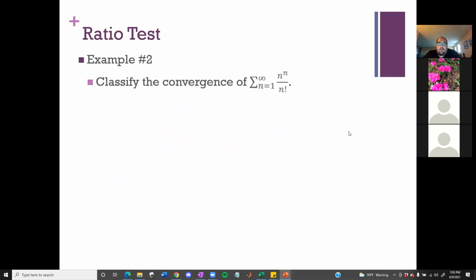All right, let's keep on going. So this is a series I think we've looked at before, but we looked at it in kind of a strange way. The ratio test actually makes this a lot easier to think about. So I want to look at the limit as n approaches infinity of the same ratio, a sub n plus 1 over a sub n.